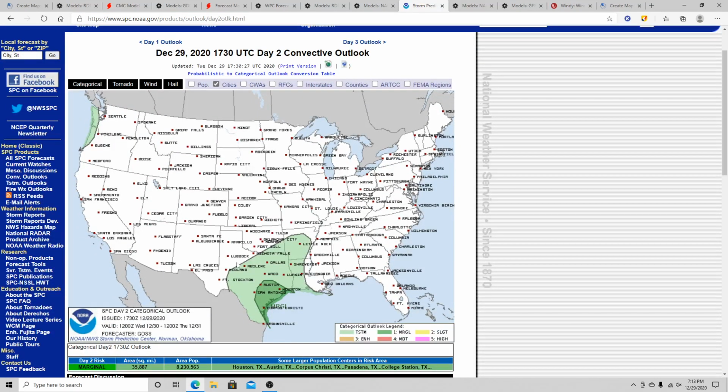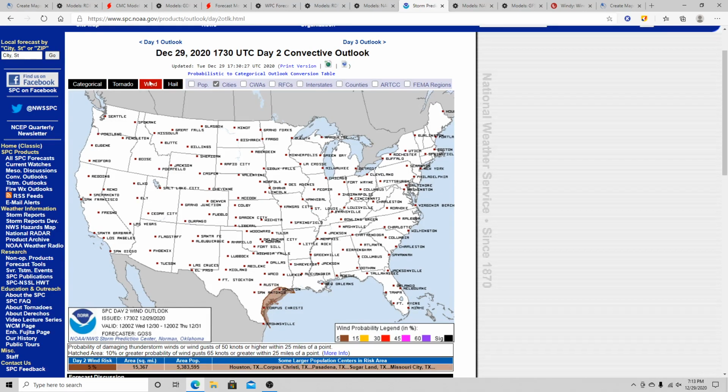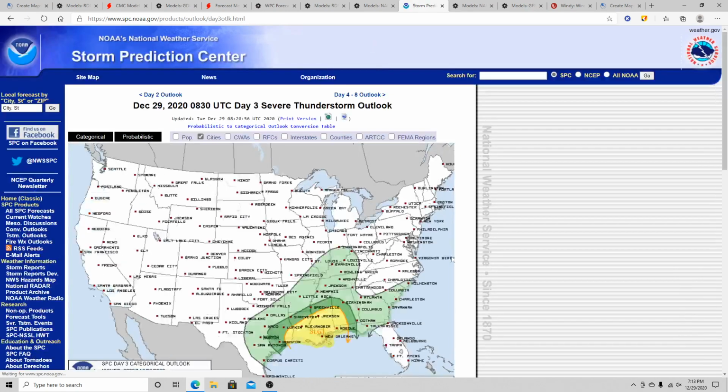Here's day 2, which is tomorrow. We got a marginal risk for severe weather across southeastern Texas. There could be a low-end tornado threat, especially along the coast. Similar for damaging winds, but hail does extend a little bit further inland.